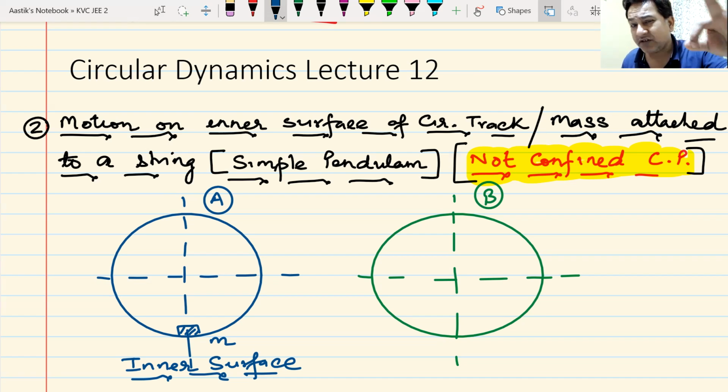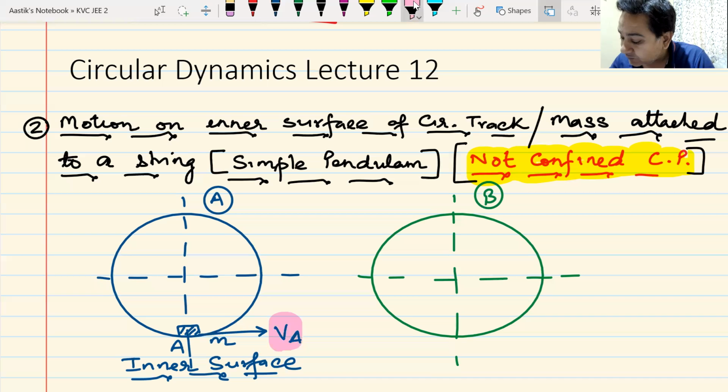How much is the velocity at the lowest point? That determines what type of motion this gentleman is going to perform. So I call this point A, the lowest point, and the velocity at this lowest point, let me call it VA. This VA is the most important aspect which determines what type of motion this particle is going to perform.